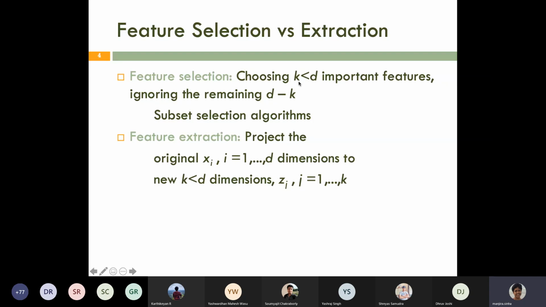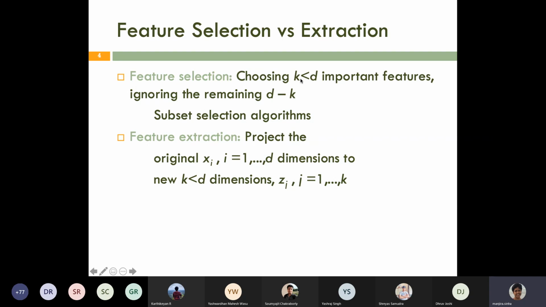We want to choose k important features, where k is significantly lesser than d, from a set of d features, and we ignore the remaining d minus k ones. So basically, I am coming up with a smaller feature set, but in the same plane with the other features.